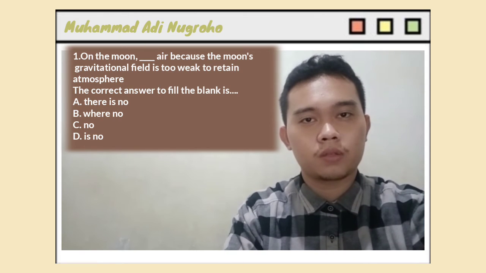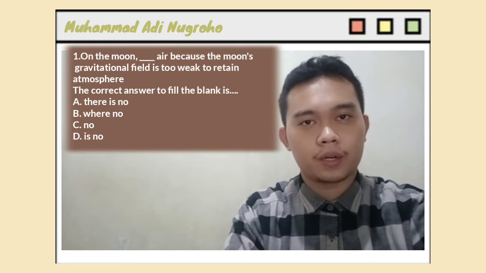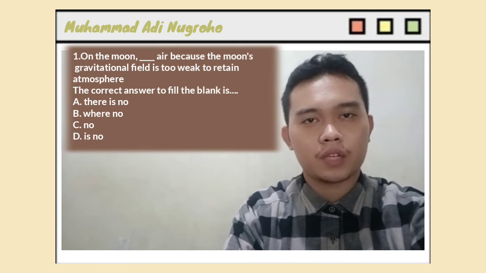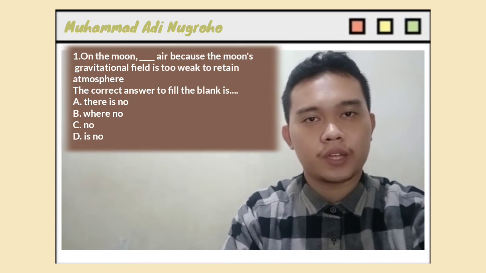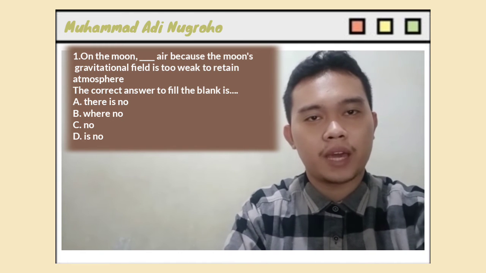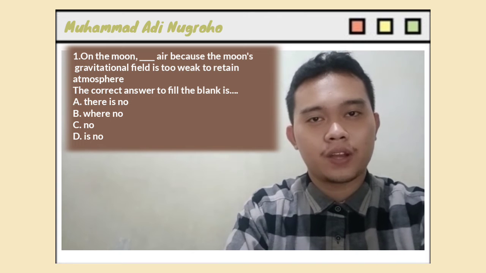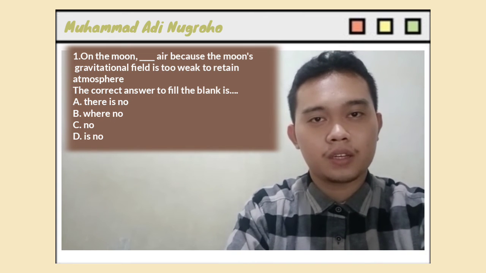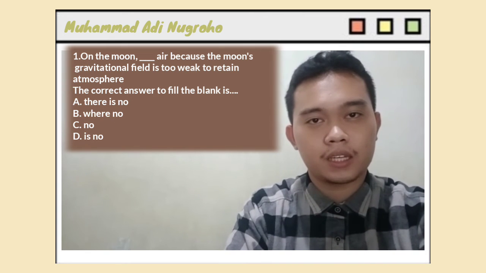Number 1. On the moon, blank air, because the moon's gravitational field is too weak to retain atmosphere. The correct answer to fill the blank is A. There is no. B. Where no. C. No. D. Is no.